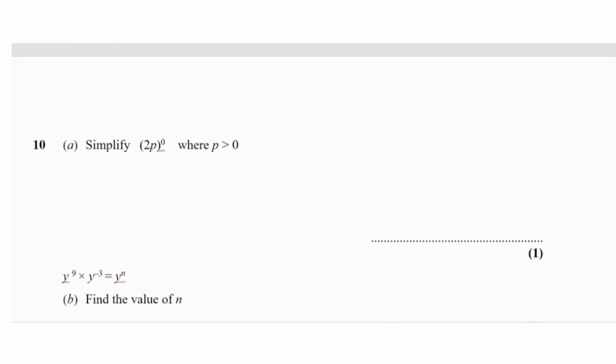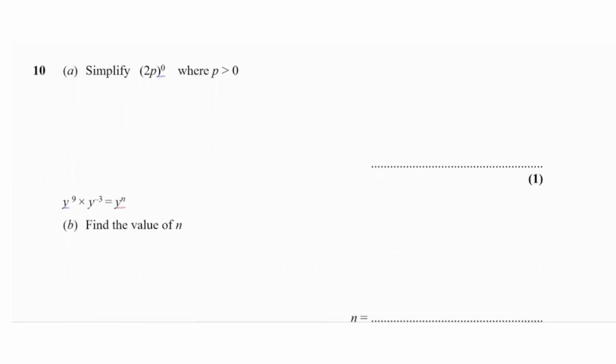This question number 10 says simplify 2p the whole power is 0. As you remember, I told you anything raised to the power 0 is always equal to 1. For example, x to the power 0 is equal to 1, and 2 to the power of 0 is also equal to 1. So what you're going to remember: anything raised to the power 0 is equal to 1.